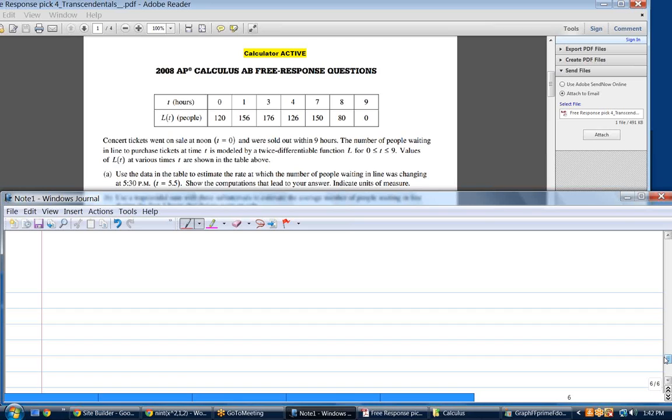Okay. So they're telling us that the original function is twice differentiable, which is useful. That means we're going to be able to calculate stuff like inflection points and things like that. In other words, we can calculate rate of change and the rate of the rate of change. Use the data in the table to estimate the rate at which the number of people waiting in line was changing at 5:30. Show the computations that lead to your answer, indicate units of measure. This is when t equals 5.5.